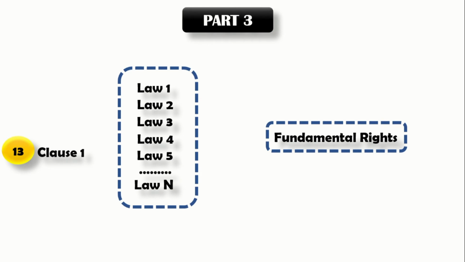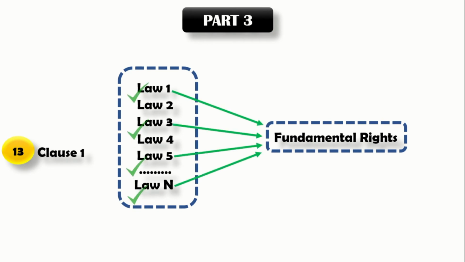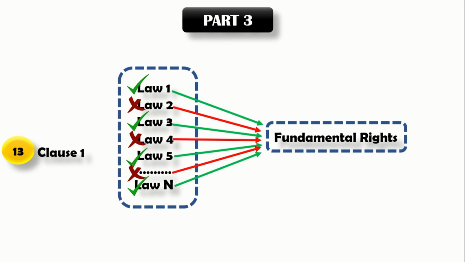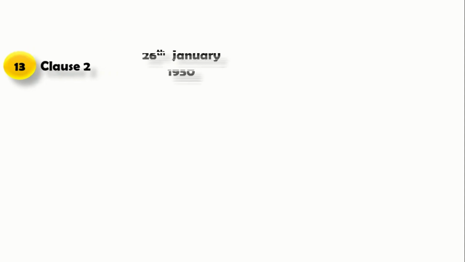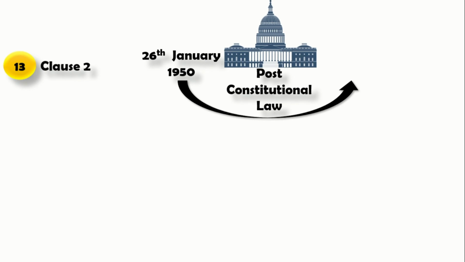So Clause 1 of Article 13 clarified that all such laws which do not violate fundamental rights will remain the same as before, but all such laws which violate the fundamental rights will be declared null and void by the Supreme Court. Clause 2 of Article 13 says that after the commencement of the Constitution, that is 26 January 1950, the state will not make any such law which will violate the fundamental rights of the citizens.